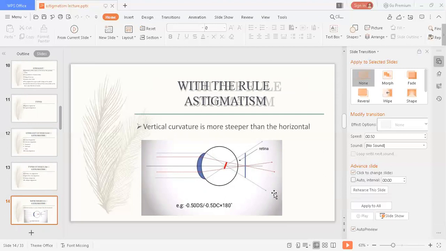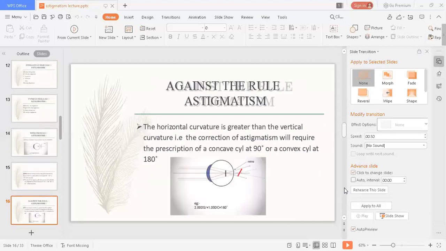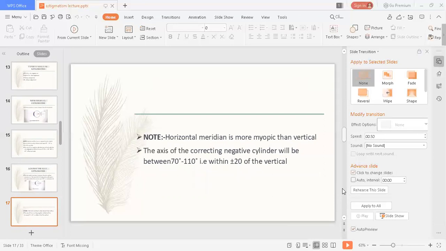So with the rule astigmatism, the vertical meridian is steeper than the horizontal meridian. So friends, in this situation, what will the patient require? The patient will require a minus cylinder at 180 degrees, because the vertical meridian is more myopic than the horizontal meridian. So the axis of negative cylindrical correction will be between 0 to 20 or 160 to 180, so approximately 180 you can say. In against the rule astigmatism, the horizontal curvature is greater than the vertical curvature, and the correction will require a prescription of a concave cylinder at 90 degrees. So in against the rule astigmatism, the horizontal meridian is more myopic than the vertical meridian.